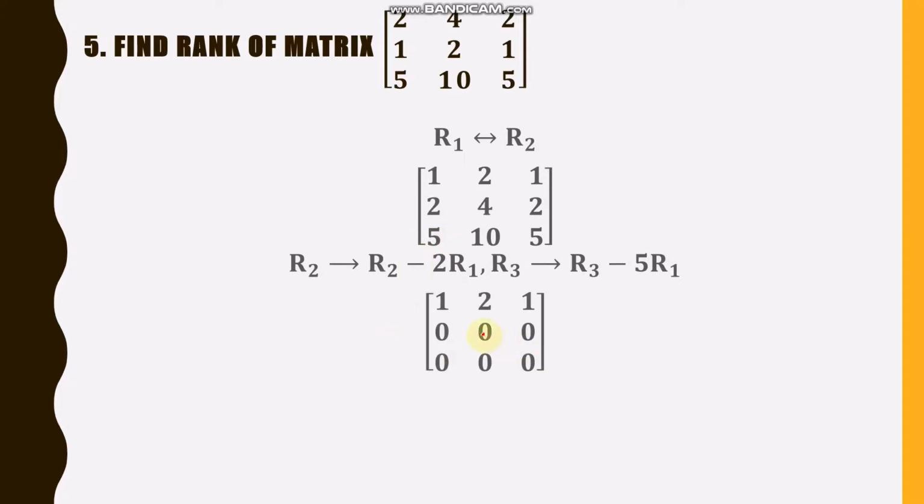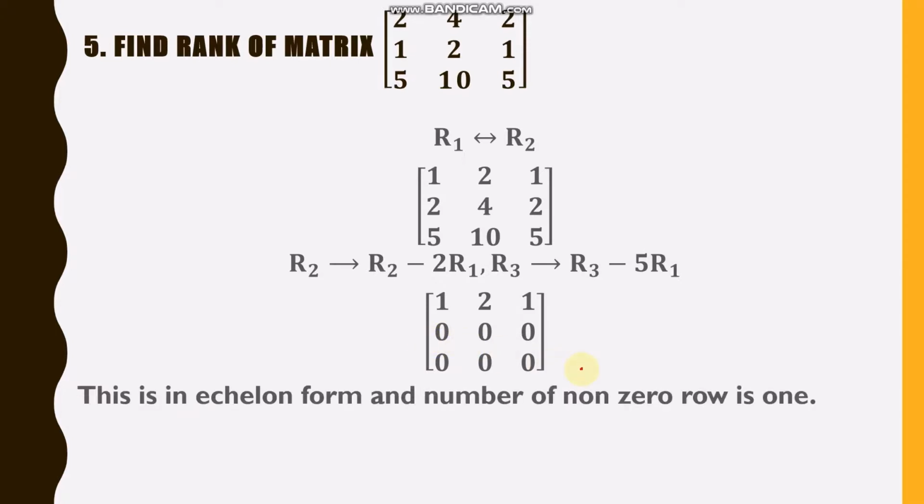Rest you can see 4 minus 2 times 2, 4 minus 4 will become 0. 2 minus 2 will become 0. 10 minus 10 will become 0 and 5 minus 5 will become 0. So there is only one non-zero row. If there is only one non-zero row, rank is 1. Rank of this matrix is 1.